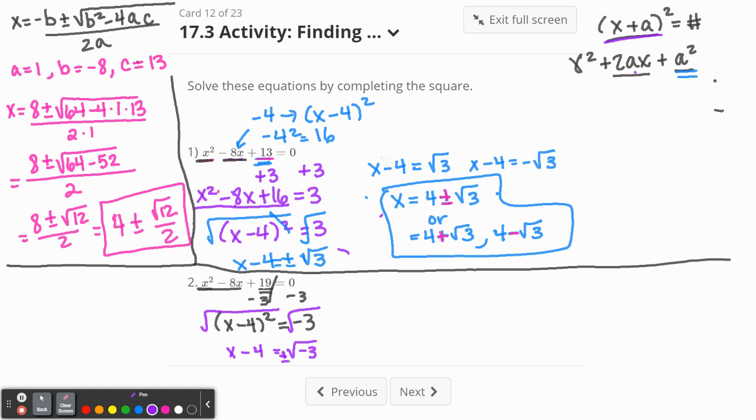Well, the square root of negative 3 is not a real solution. It's imaginary. So remember, how can we rewrite a negative root as imaginary? This is the same thing as negative 1 times 3. And we know that the square root of negative 1 is i.